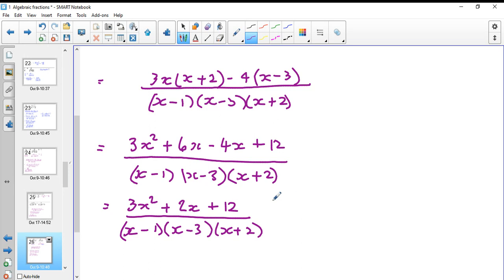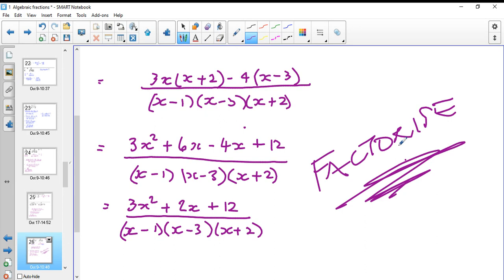So just be careful and factorise. That's the key to starting. Factorise first, otherwise you're going to get yourself in a right state, a right bit of a pickle with so many brackets.